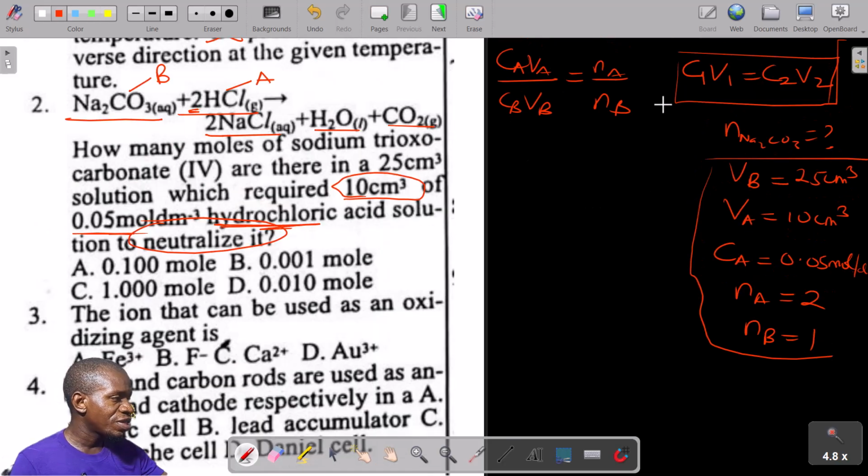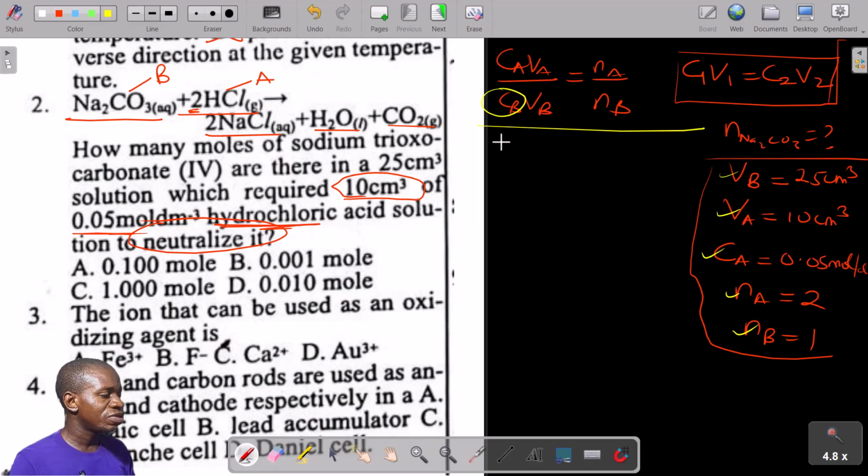From the formula that I have already, what do I have now? I have my Ca, I have Va, I have Na, I have Nb, then I have Vb, but I don't have Cb. So automatically from this, we're looking for our Cb. So let's quickly solve that without wasting much of our time.